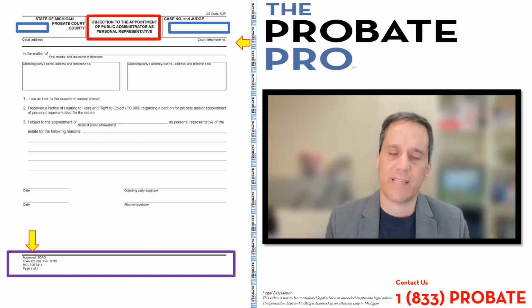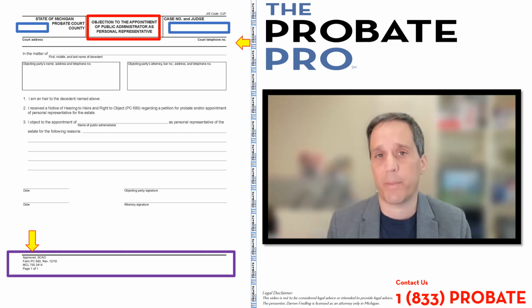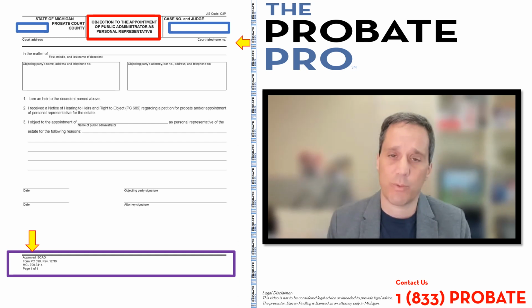So as you can see in the top left corner, the court county would be identified, in the top right corner, the case number. In red, you'll see the form is identified as the objection to the appointment of a public administrator as personal representative.